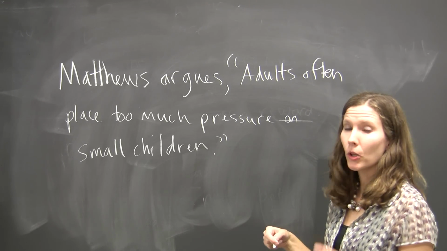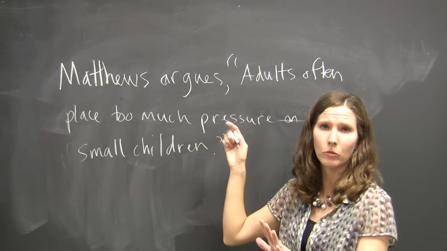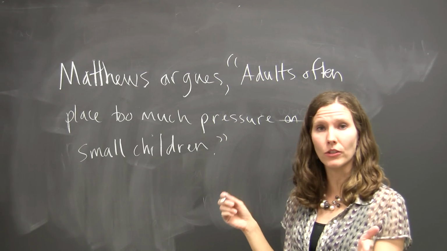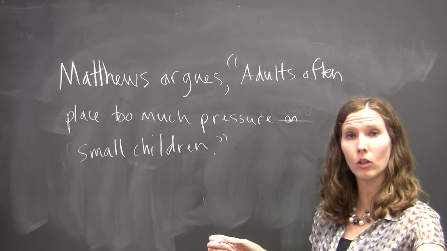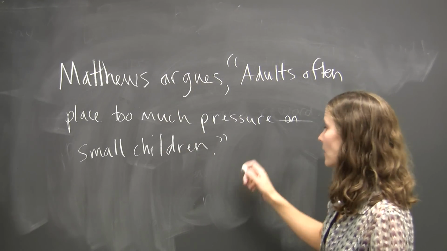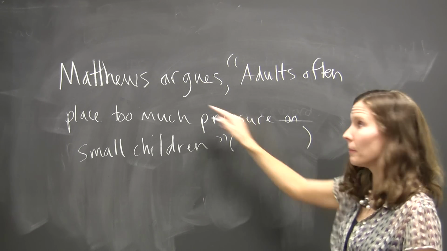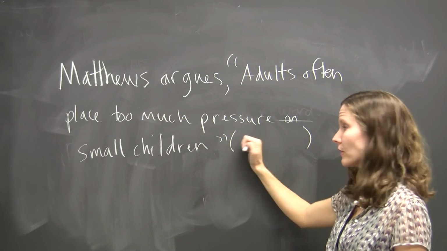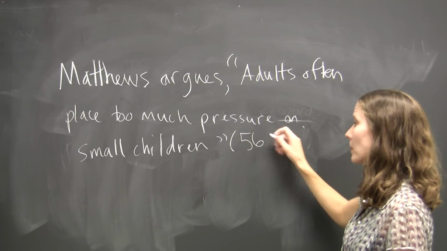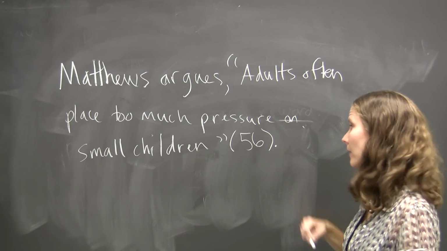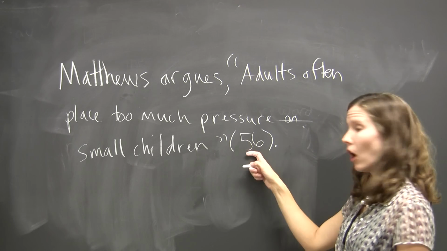Now, as per MLA documentation, I've already said the author's name here in the identifying tag. I've already given him credit. So now all I need to do is direct my reader to where he or she can go to find this information. So what I would do is give a paragraph number or a page number. The way this works is you would remove this period here and add a parenthetical notation. Because I already listed the author's name, all I have to do is list the page number or the paragraph number. So if it was on page 56, I would just put the page number, close parentheses, period. And that tells my reader, Matthews said this on this page.